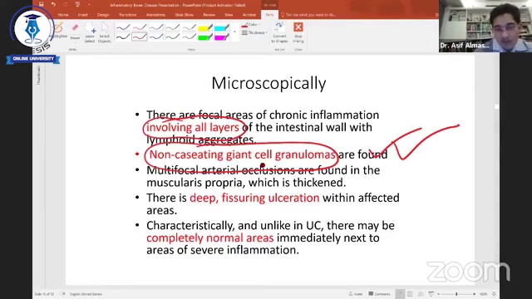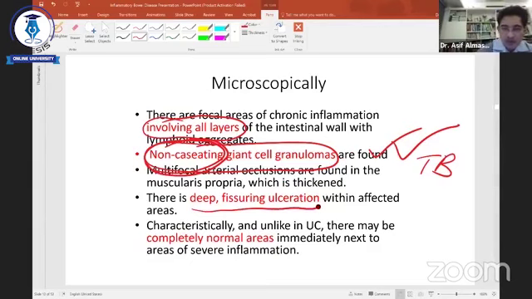granulomas. You know that caseating granulomas are found in case of tuberculosis, right? In case of Crohn's disease, this is non-caseating granuloma. Very important. If you can find non-caseating granuloma, then you can be very sure that this is a case of Crohn's disease. Deep fissuring and ulceration we have just discussed. And there may be normal areas in between.